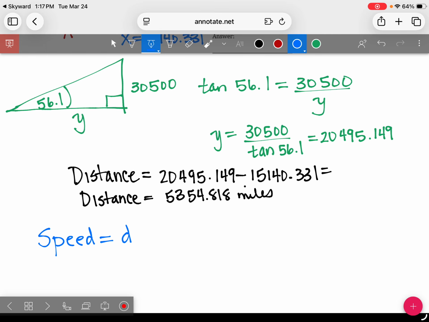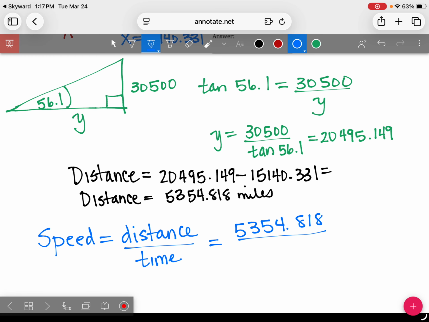And Toby at the very beginning told us that speed equals distance divided by time. So what you're going to do is take your distance. And what was the time? How many seconds passed? 33. And that would be your speed.